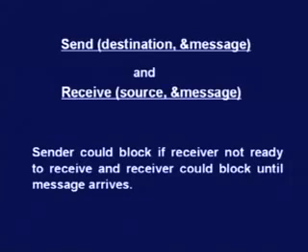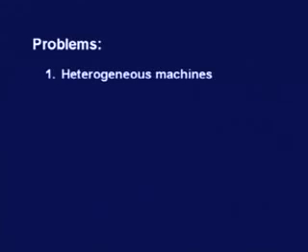This is how they communicate, and if the receiver is not ready to receive a message, the sender could block, and if the receiver is waiting for a message but the message does not arrive, then the receiver could block. So that is the send and receive primitives, which are used to provide inter-process communication between remote processes, that means processes which do not share memory. Here we have a solution to the inter-process communication problem for processes which are remote to each other and do not share memory.